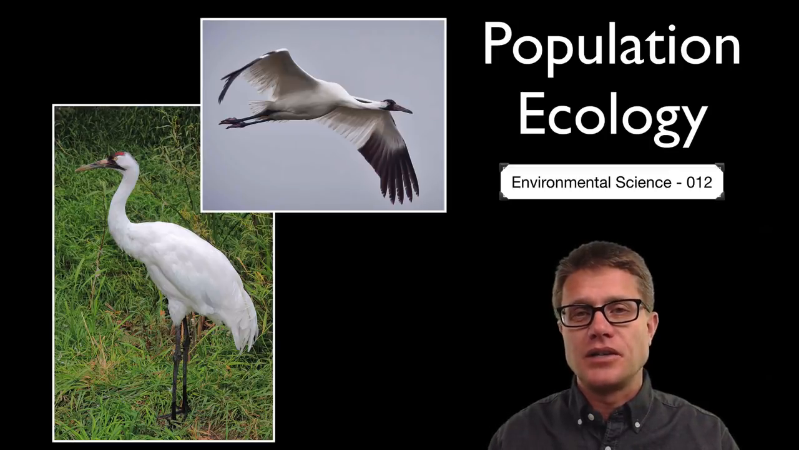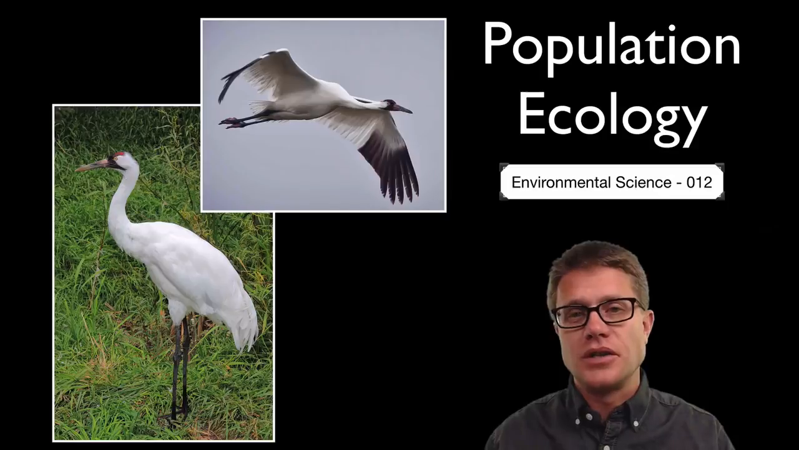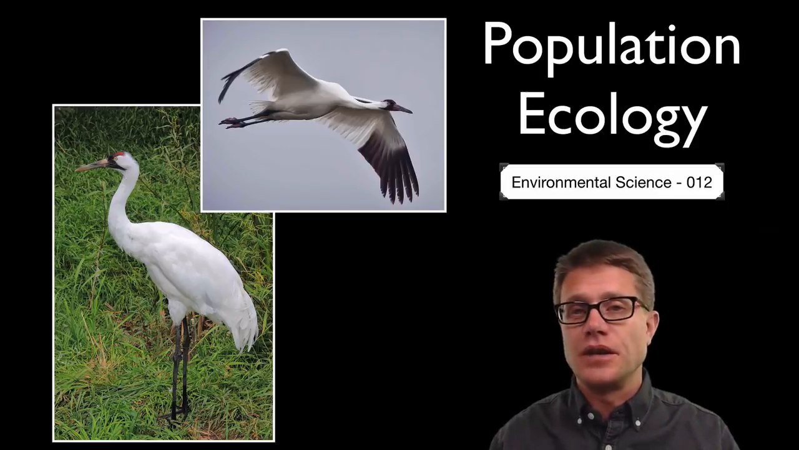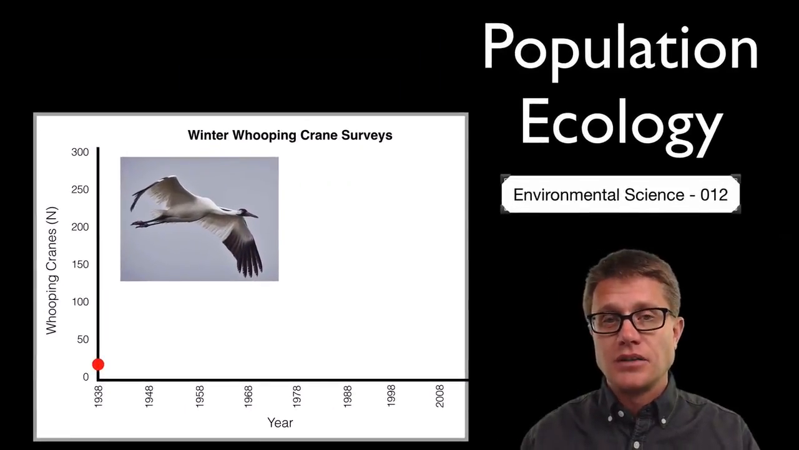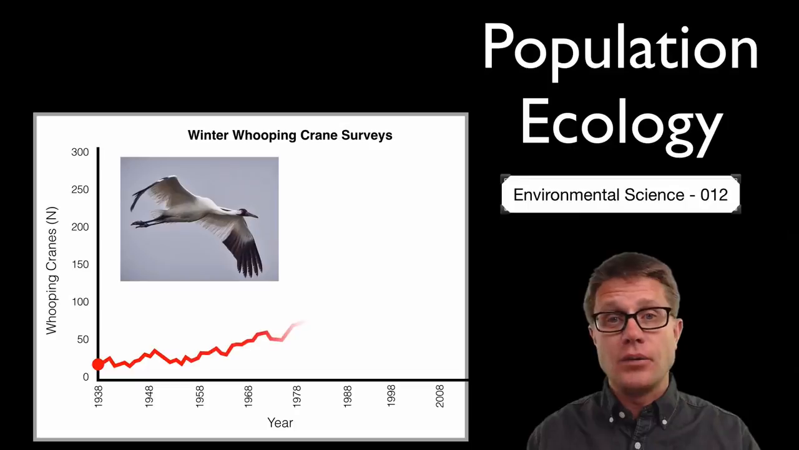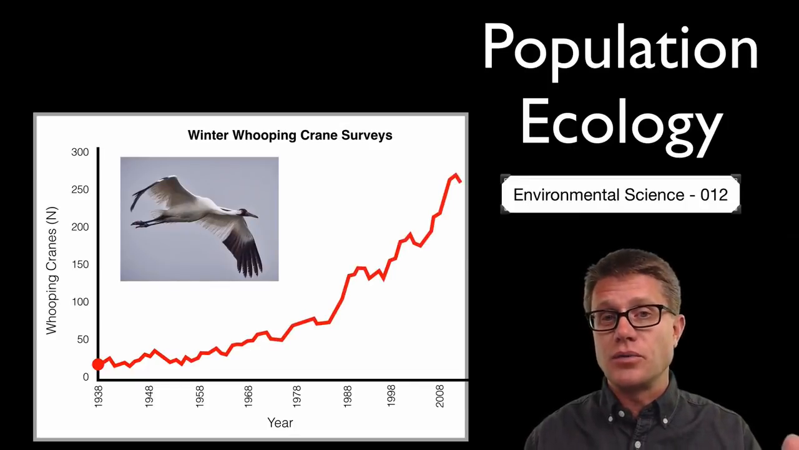It's on population ecology. One of the greatest conservation stories in biology is the story of the whooping crane. They used to number 10,000 in the US, but by 1938 their numbers had dropped to only 15 individuals. So scientists had to figure out where they are breeding and how to protect those areas, and you can see the population is starting to rebound.